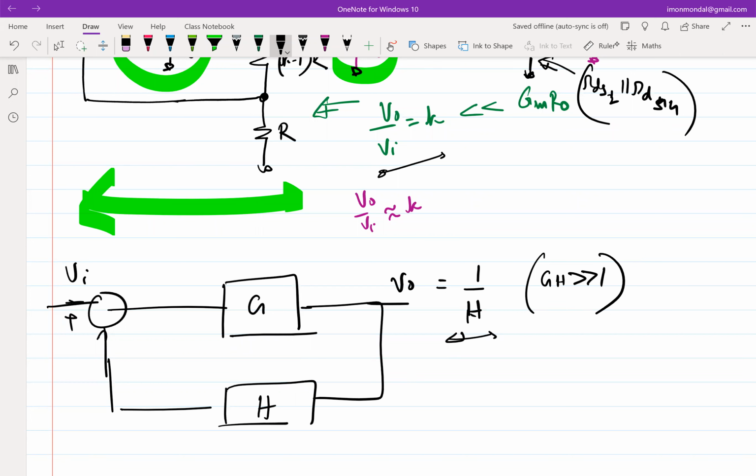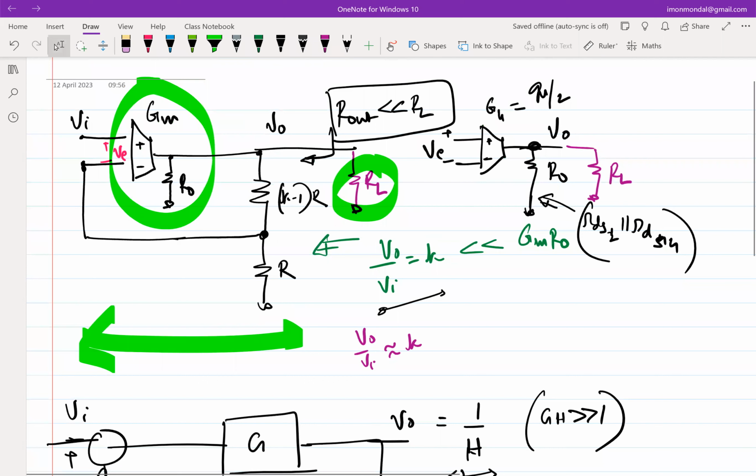So the key thing about negative feedback is that negative feedback will work properly if the loop gain is much greater than 1. So if RL is very low, can you comment on loop gain? Let's say RL is much less than R naught and this parallel combination of KR. Then in order to figure out loop gain, you don't need the loop also, right? You have to break the loop to find the loop gain. So how do you find the loop gain?